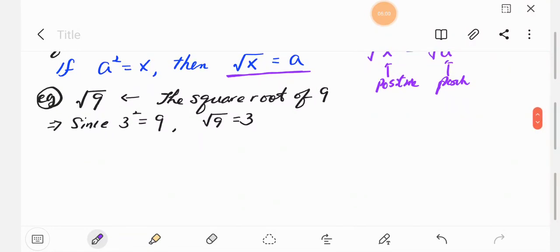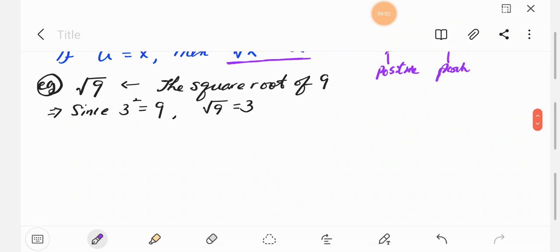All right. So the square root of 9. What is the square root of 9? 9 is 3 squared, right? So let me write it again. The square root of 9: 9 is 3 squared. So the square and the square root symbol cancel out, and 3 is the result.